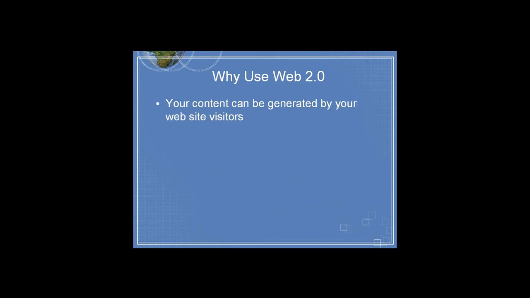Now, why would you use Web 2.0? Well, obviously your content can be generated by your website visitors. The upside of this, lots of content for your website. The downside, unfortunately, could be that they put illegal content on there, but you have to monitor and manage that as the owner of the site. And it's quite simple to do usually. You just keep an eye on the content and delete the stuff that isn't appropriate. But this takes the onus of creating all the content off you. So instead of you having to sit there and create tons and tons of content, your visitors can create the content.